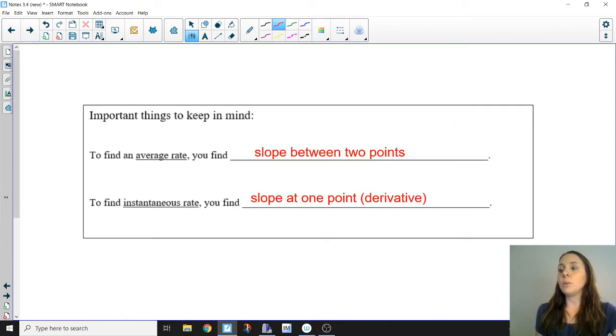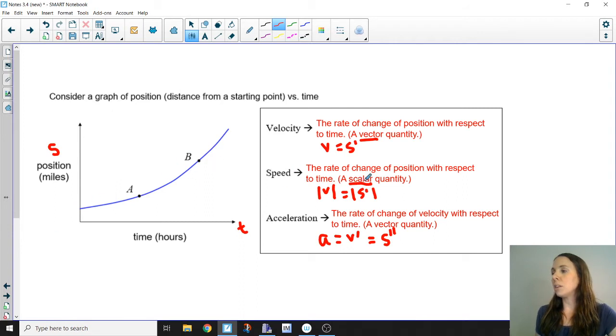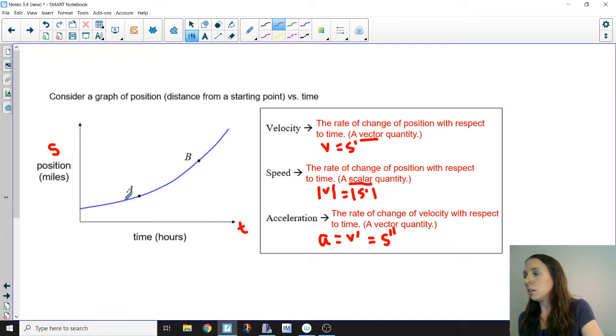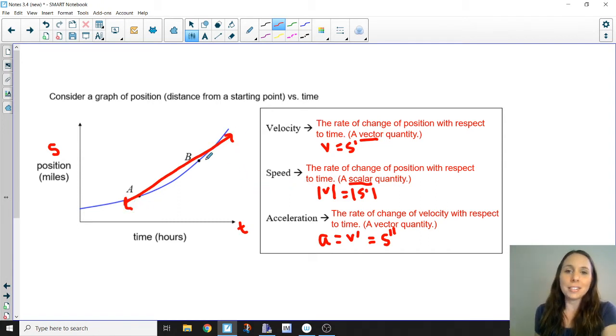Two other things that you're going to need to be aware of is that what you are really doing when you find any kind of rate is slope. Going back to this picture that I didn't really touch upon very much, if I was asked to find, let's say, the average velocity from point A to point B of this object that's moving, what I'm doing is finding the slope of that line, and the slope of that line would give me my average velocity.